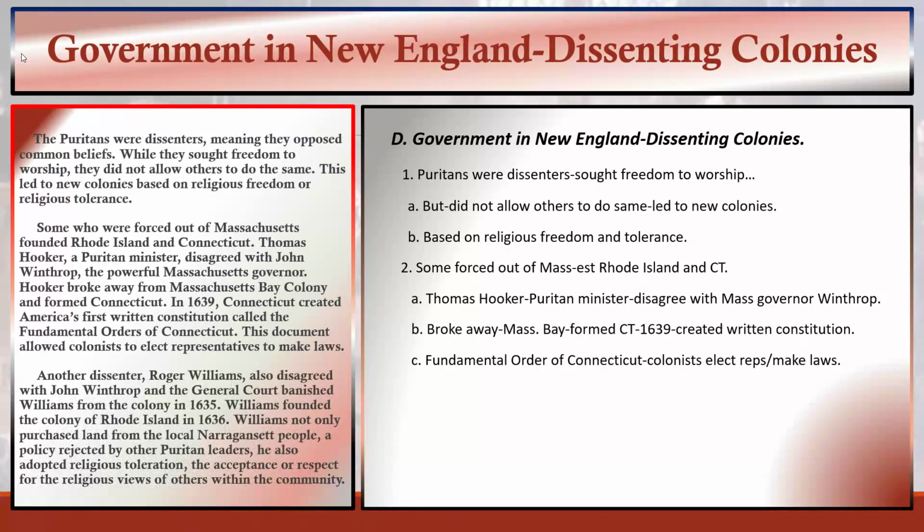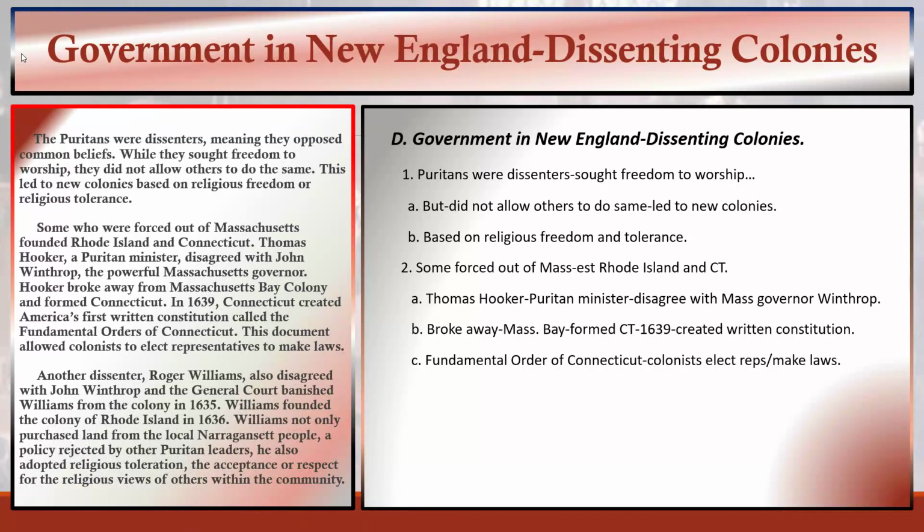colony in 1635. Williams founded the colony of Rhode Island in 1636. Williams not only purchased land from the local Narragansett people, a policy rejected by Puritan leaders, he also adopted religious toleration, the acceptance of respect for religious views of others within the community.